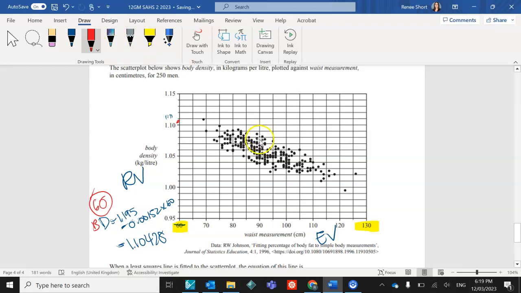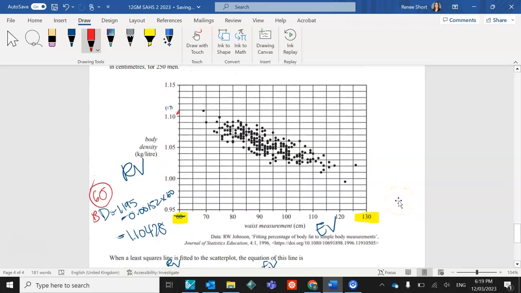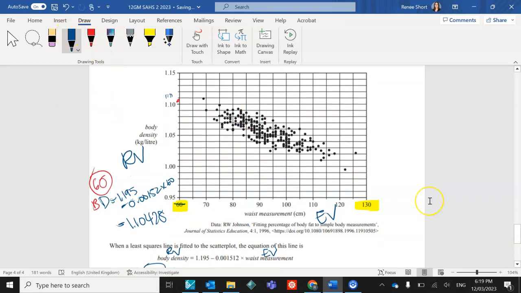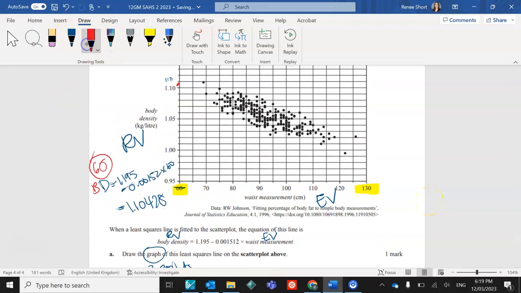Sorry, I've got to make it big so it's going to fit. That's my first point. I need my second point to then draw the line. And remember I said I want to do that for 130 being the waist measurement. So if I'm going to do this over here for 130, I'm substituting that into my rule this time.